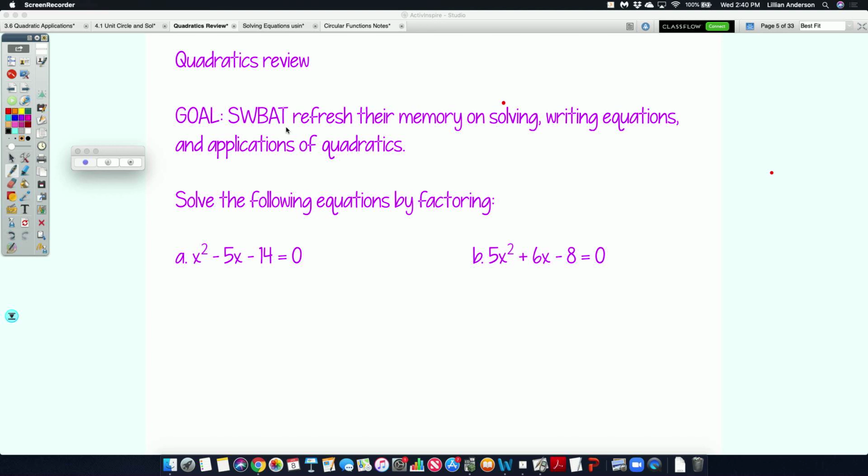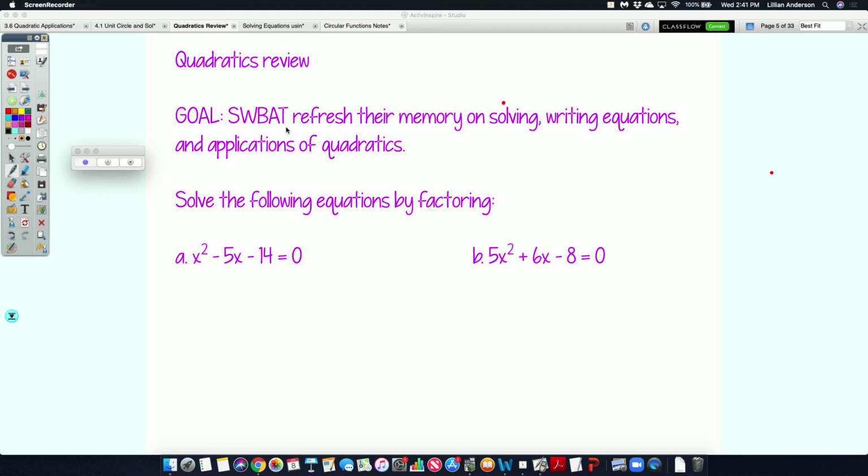We are reviewing how to solve quadratics, write the equations, and our applications of quadratics, which were our word problems, okay? So don't forget, when it comes to solving quadratics, there's 3 different ways. One way is factoring. What's the other way? Completing the square. And what's the last way? Quadratic formula. Don't forget, you can always solve close to any equation using your calculator as well to graph it. Okay, don't forget that's also an option.